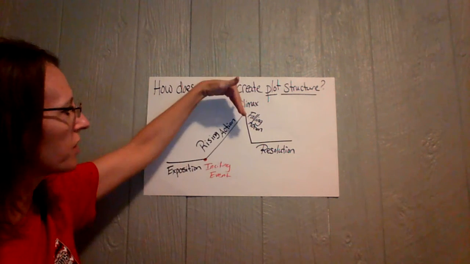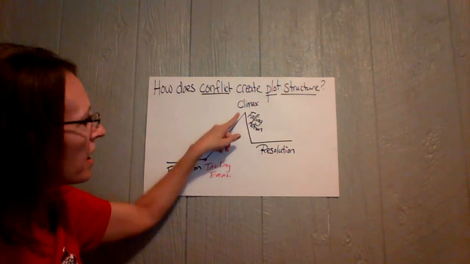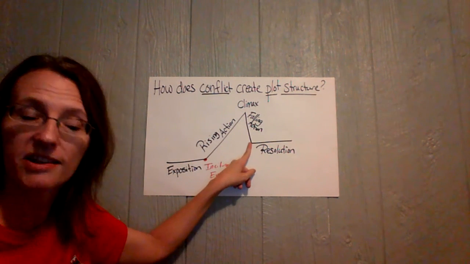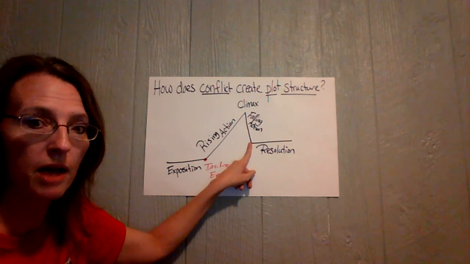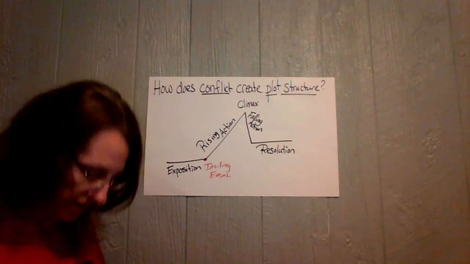And then we're over the hill and we're beginning to move towards resolution. And that is where we're coming through falling action. The energy is lessening, even though we might be moving faster. And finally, we come to a stop where the conflict is resolved.